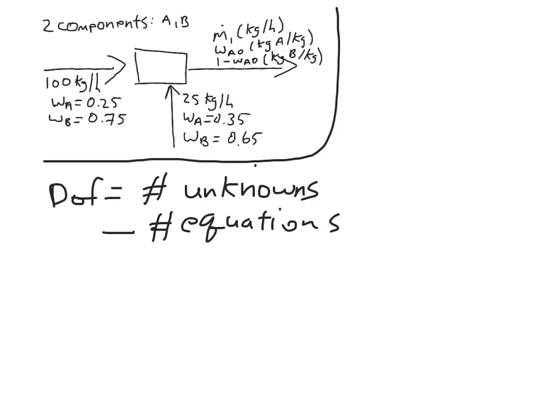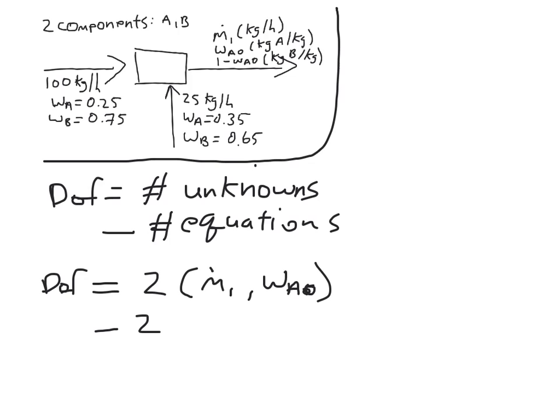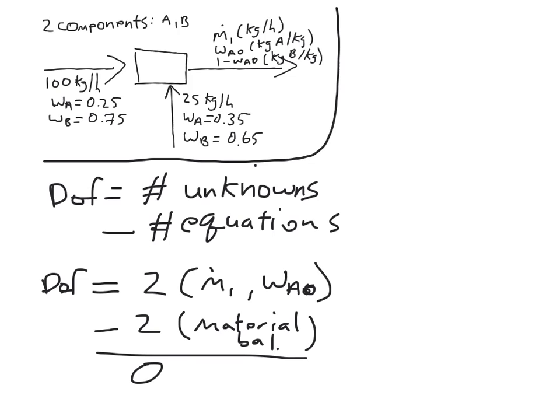So in this case, there are two unknown variables, M1 and WA0. Those are our two unknown variables. And then there are two equations. And these are two equations that come from the material balance equation. And the degrees of freedom is 0, so we can solve this. And we've done problems like this many times in class and in homework and so forth. So we know how to solve this problem just by doing the material balance, writing out the total inlets 100 plus 25 is equal to M1, and then writing out a material balance for A.